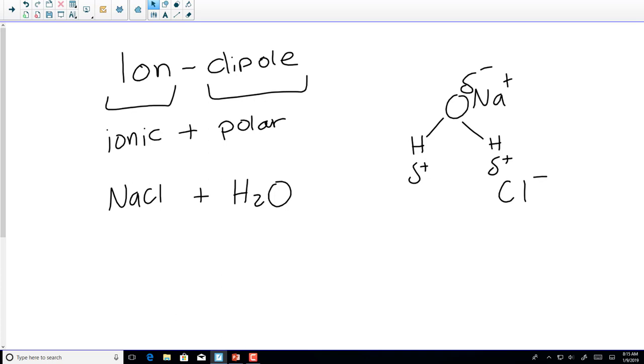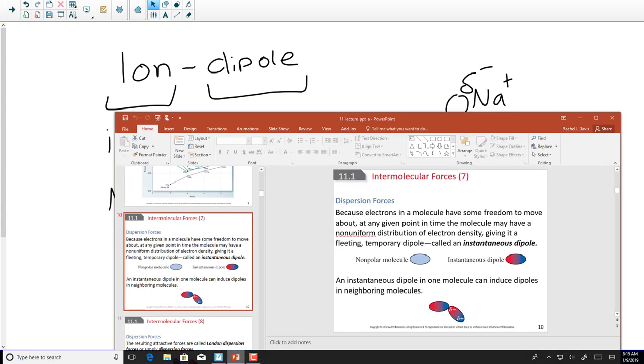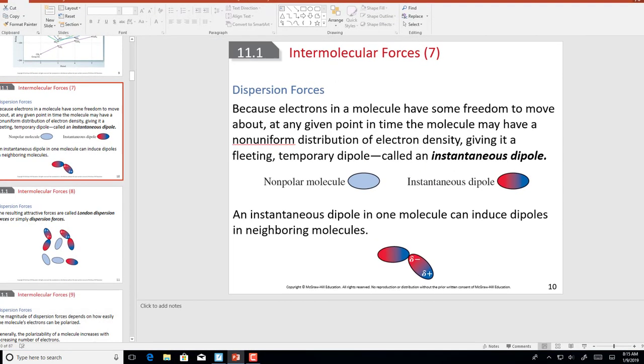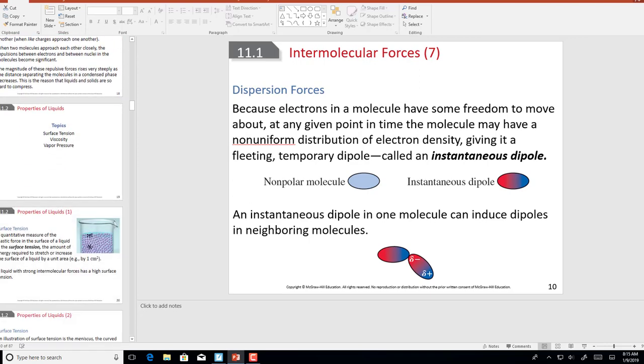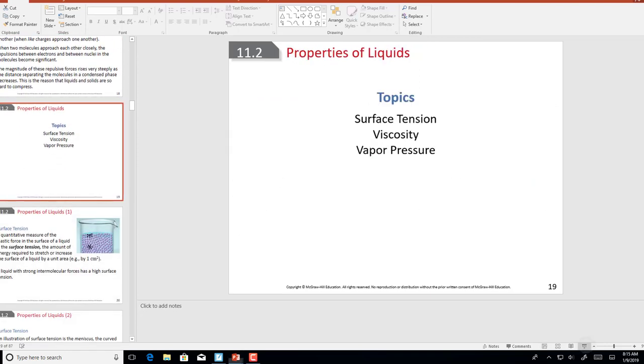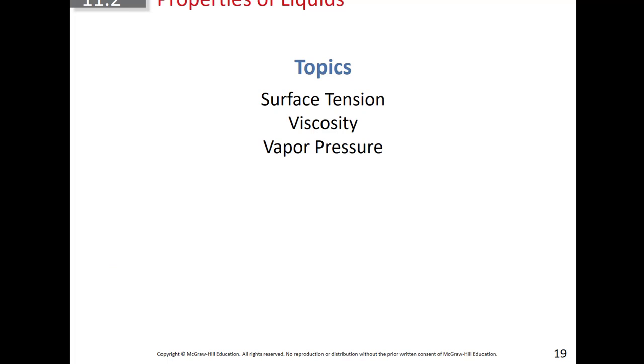All right, so once we can identify what the intermolecular interactions are and rank them from strongest to weakest, then we can start talking about the properties that it is going to affect. So I'm going to switch over to the PowerPoint here just because they have better pictures of these. And we're going to talk about three particular properties that are related to the intermolecular interactions: surface tension, viscosity, and vapor pressure. And then we're going to do some calculations with vapor pressure today.